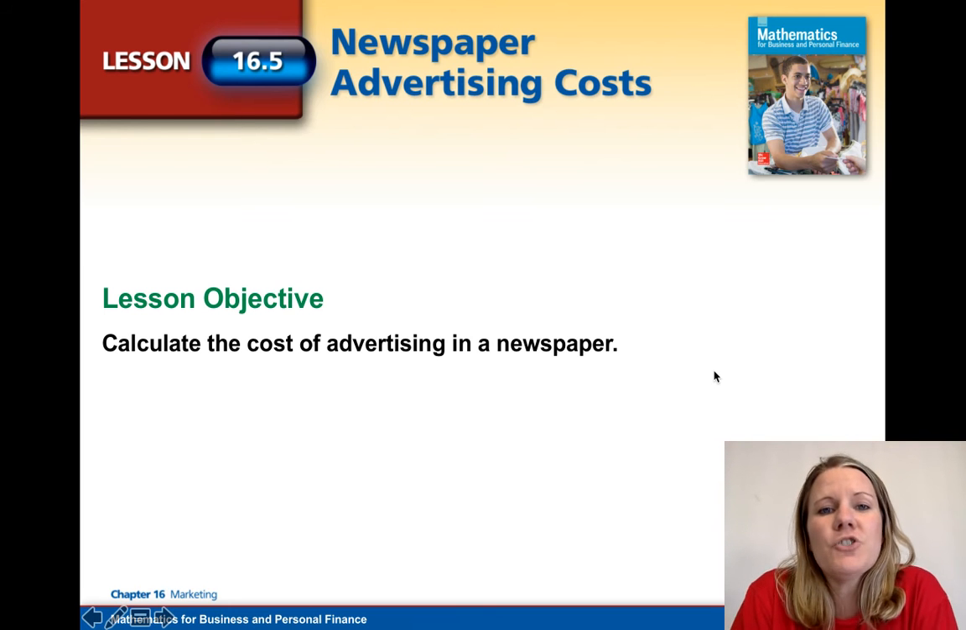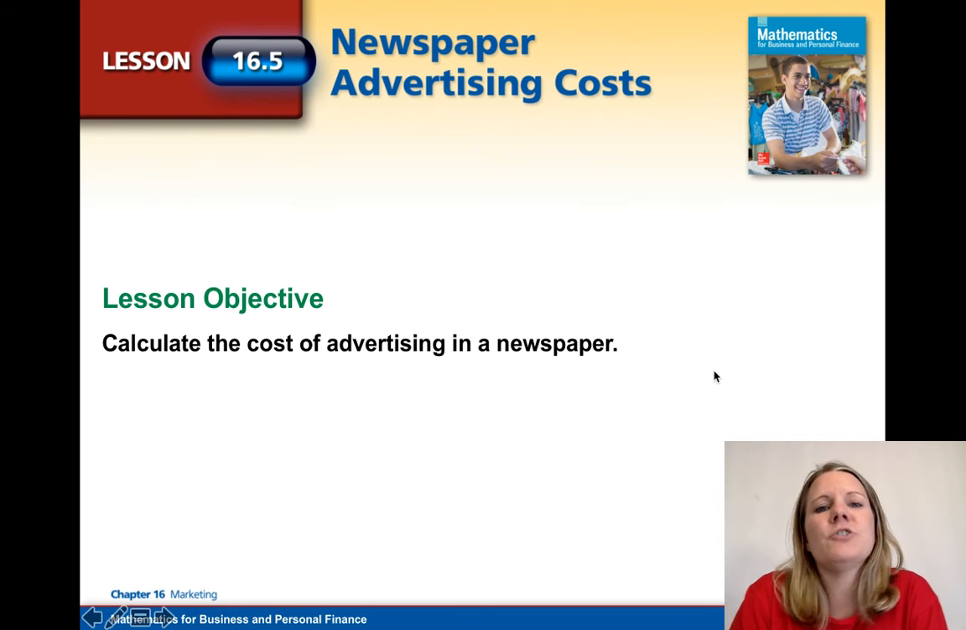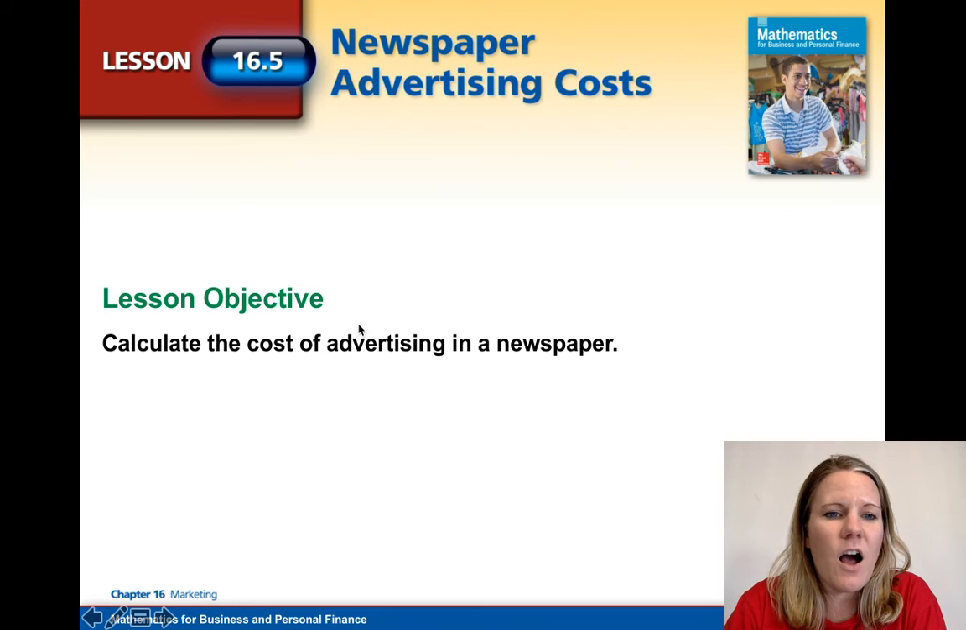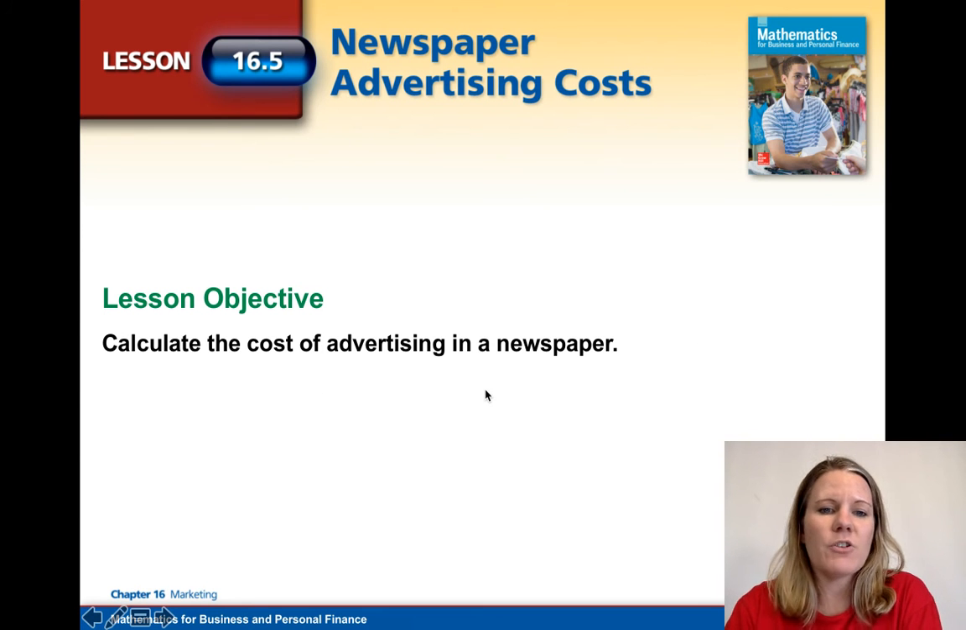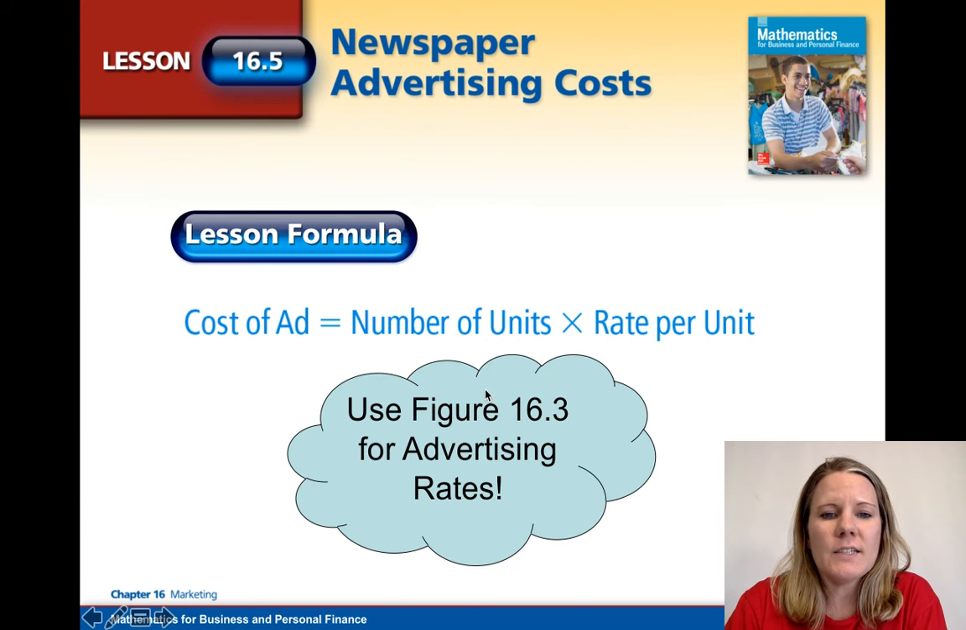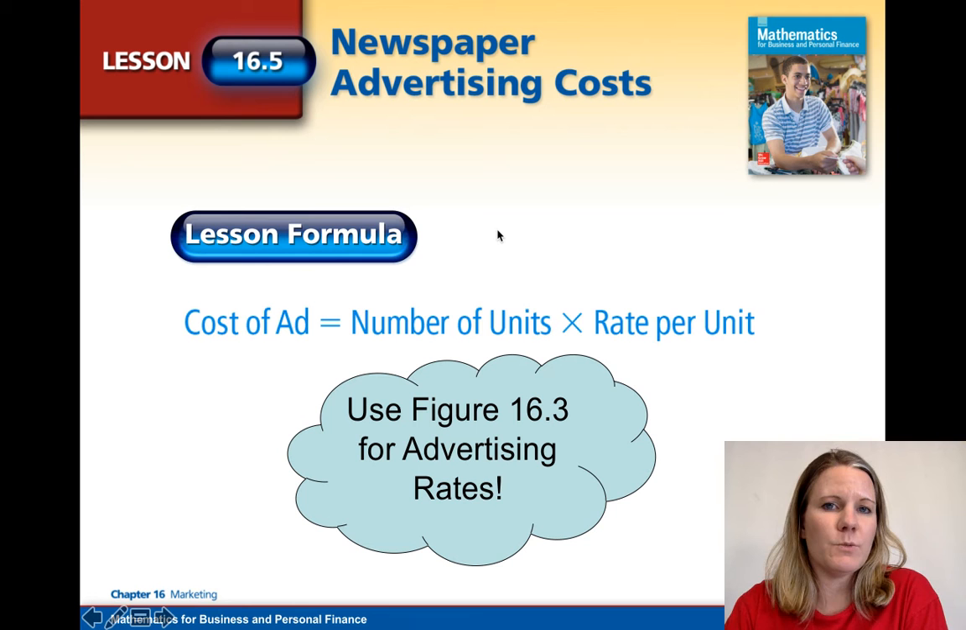So let's continue chapter 16. We'll follow through to the end, starting with section 5. Section 5 is on newspaper advertising costs. In this section, we calculate the cost of advertising in a newspaper. And suffice it to say, for the cost of the ad, we're going to multiply how many ads we want times the rate per unit.